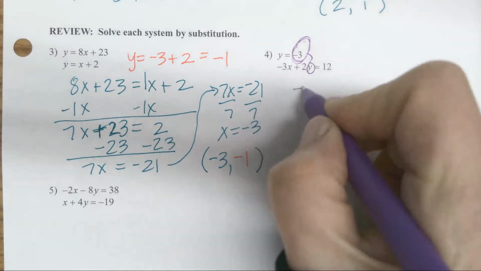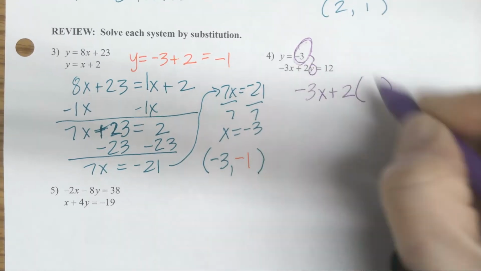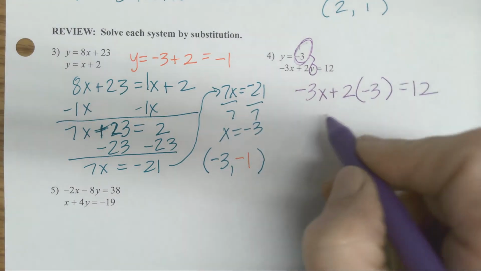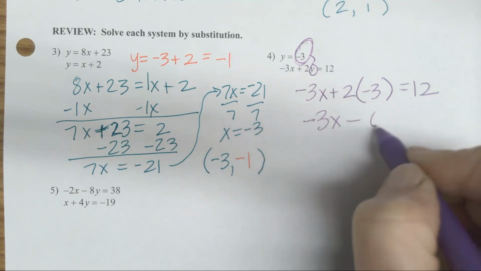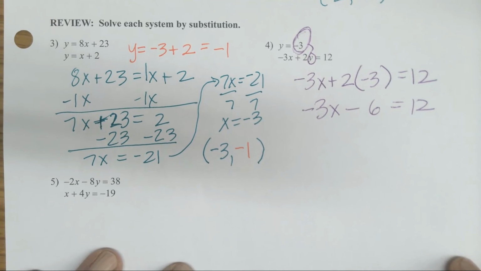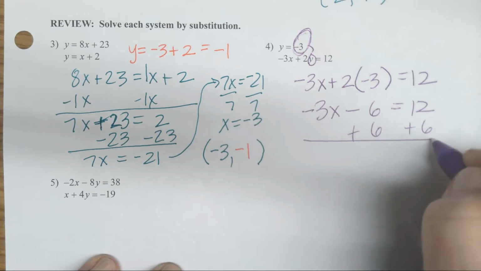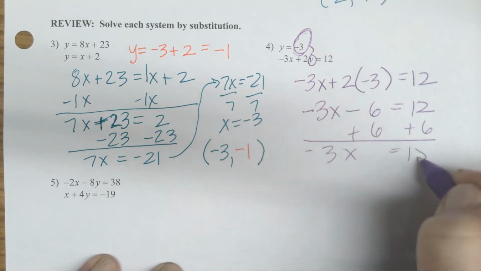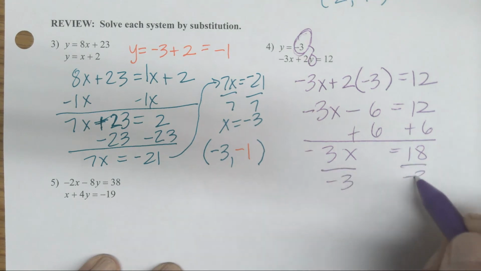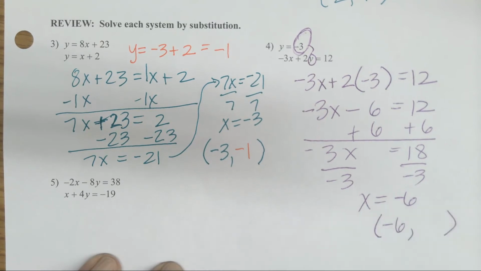So this is negative 3x plus 2 times, not y, but what y equals. And so this is negative 3x minus 6 equals 12. Now I have to solve. How do I solve? Add 6. And then divide by 3. x equals negative 6. So I have the first part of my answer. I need the second part.